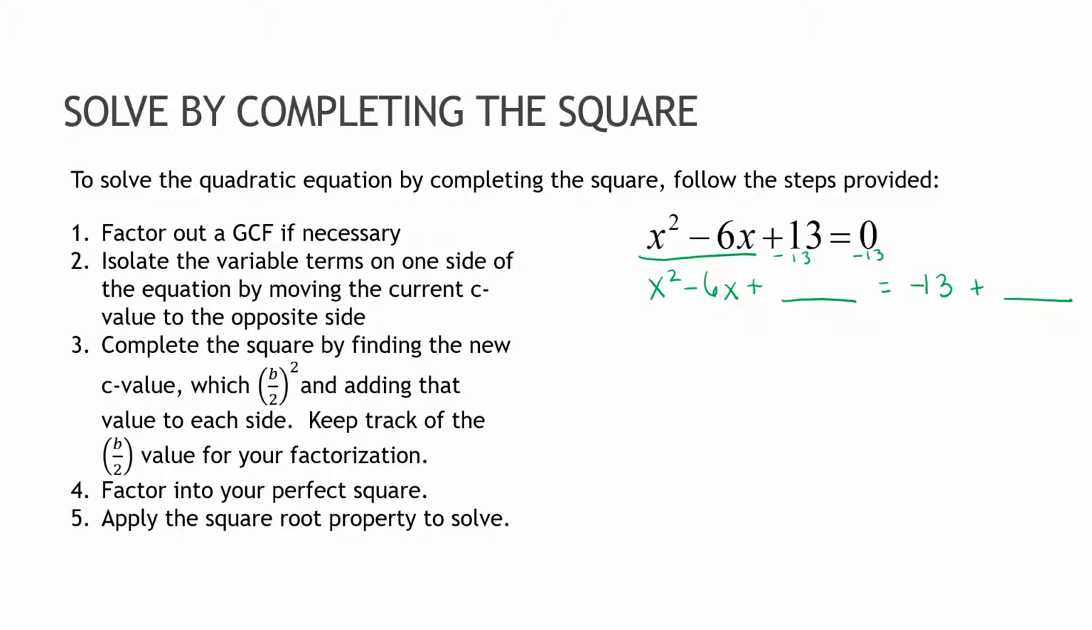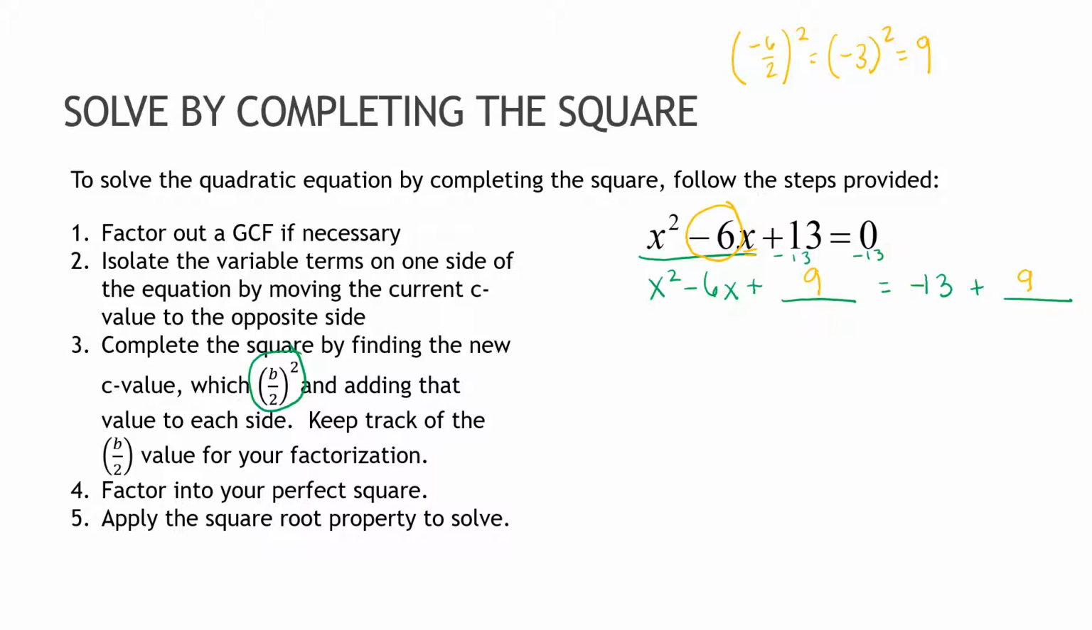In order to find out the new c value, which is what goes in the blank, we're going to take b over 2 and square it. So in this case, b over 2 is negative 6 over 2, which reduces to negative 3. And when I square that, I get 9. So I took b, which is the value that has just x to the first, took half of that, and then squared it to get 9. So I'm going to add 9 here, and I'm going to add 9 here.